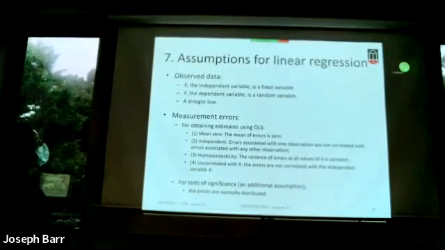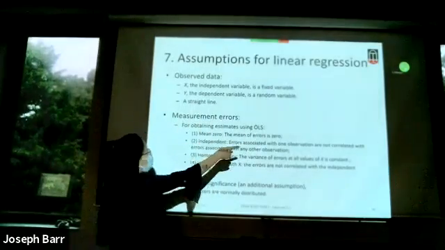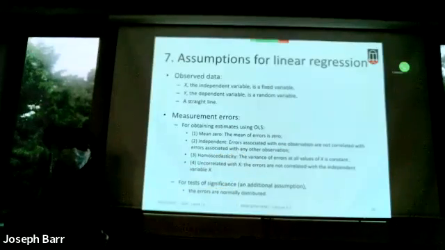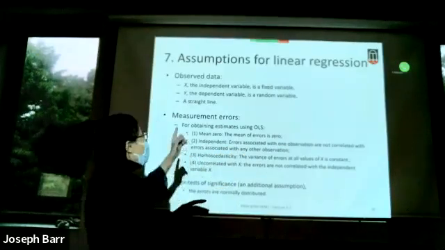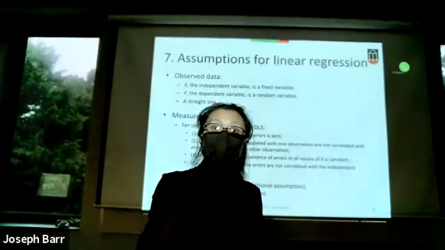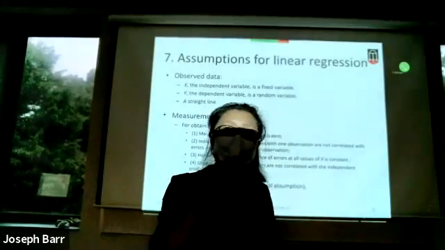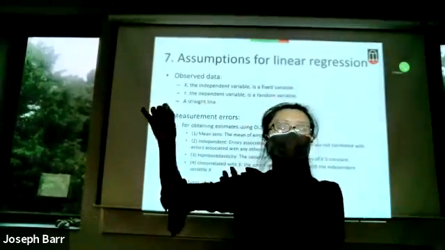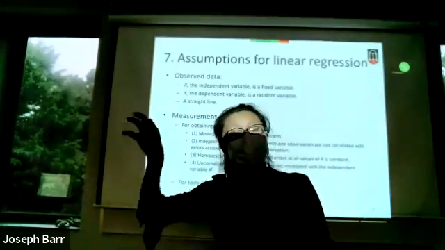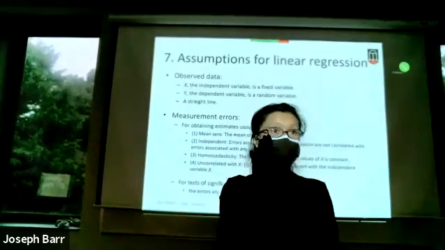So what are those assumptions? Suppose X is the independent variable, Y is the dependent variable. In the linear regression case, X is a fixed variable. This is very important. Y is a random variable. That's why we have Y equals A plus BX plus some random error. The random error is on Y, not on X.